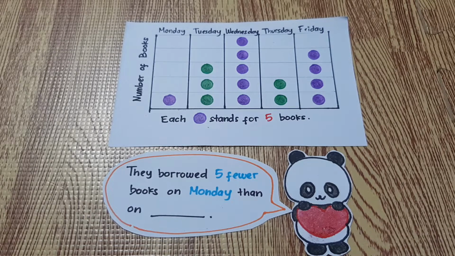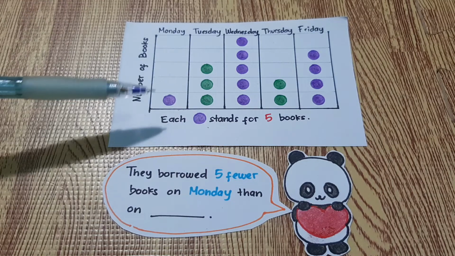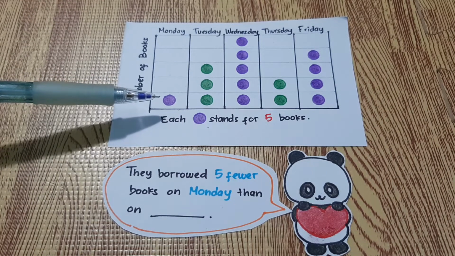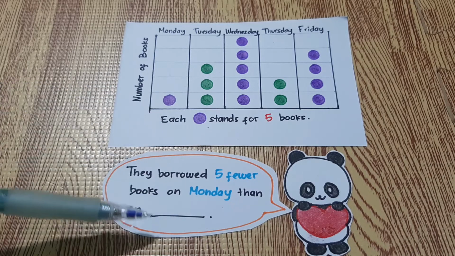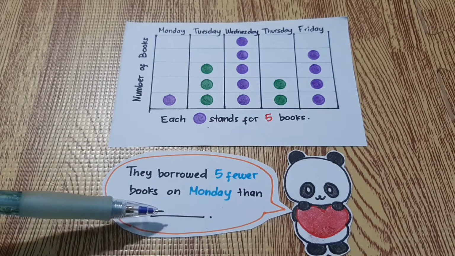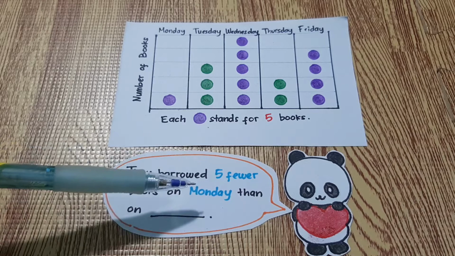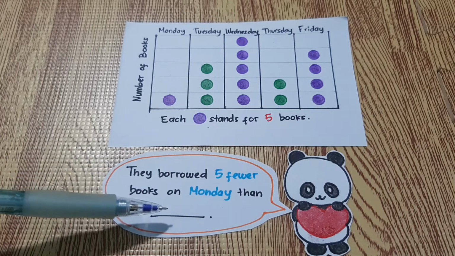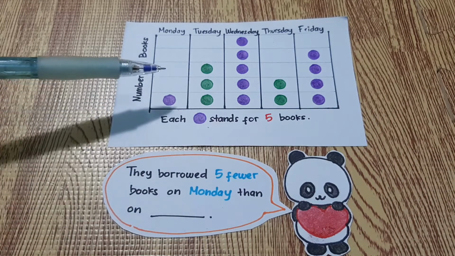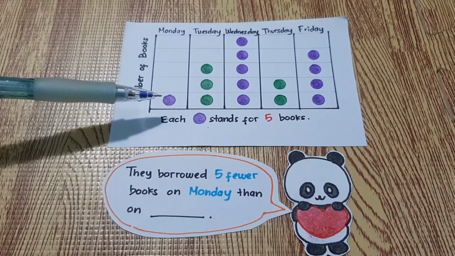So in this case, since Monday has fewer, how many fewer? 5 fewer. So it means the other day has more. Again, if the fewer is on Monday, so the more is on this day. Who has 5 more than Monday?